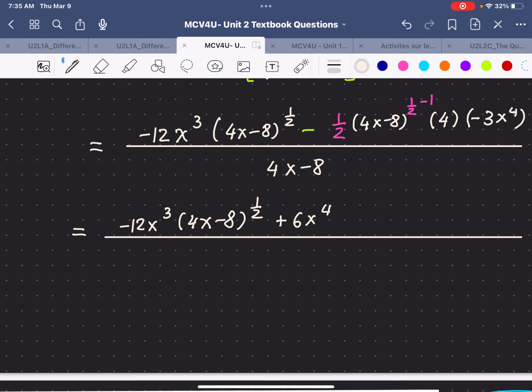4. So as you can see here, again, 1 over 2 times 4 times negative 3x to the power of 4. And you can look at it as 4 times negative 3 divided by negative 2 here, right? That is 6. And then x to the 4 here. And then the other factor is 4x minus 8, which is to the power of 1 over 2 minus 1, which is basically 1 over 2 minus 2 over 2, or simply negative 1 over 2. Denominator 4x minus 8. Let's continue.